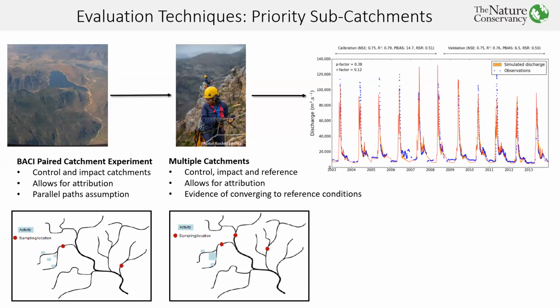We've also incorporated a multiple catchment experiment, which also incorporates a control and an impact catchment, and also a before and after period in this case as well, but also a reference catchment. And this experiment also allows for attribution. What we are aiming to see with this multiple catchment experiment is evidence of converging of the hydrological conditions in the impact catchment towards reference conditions.